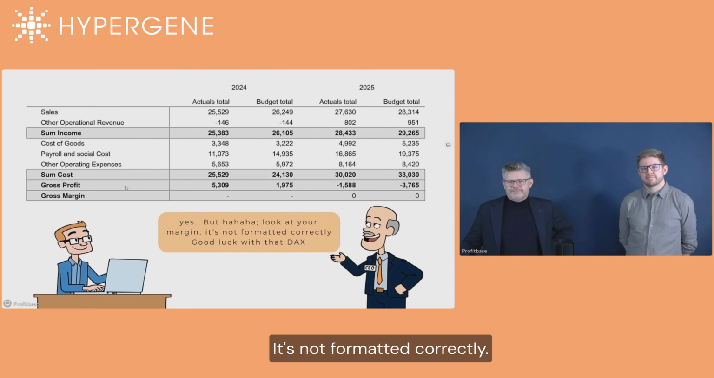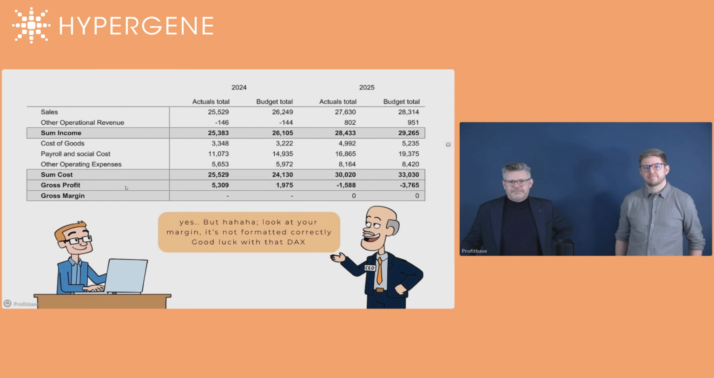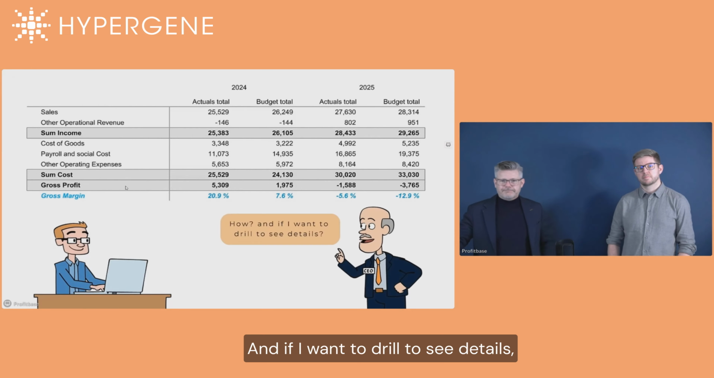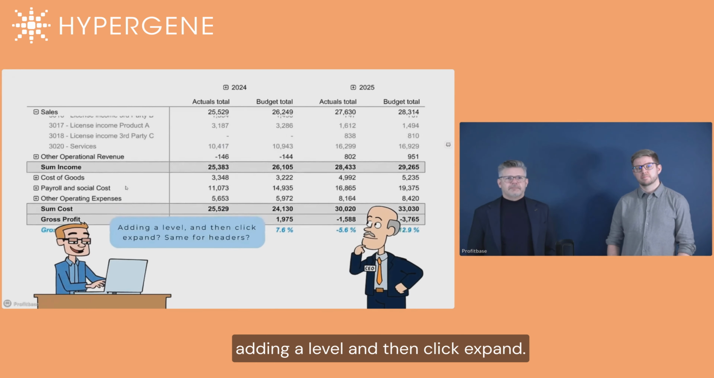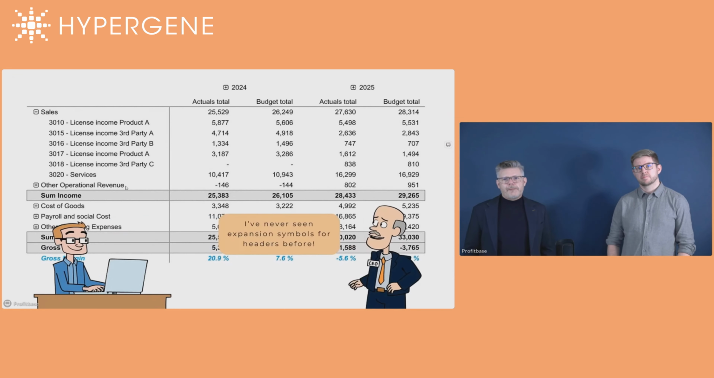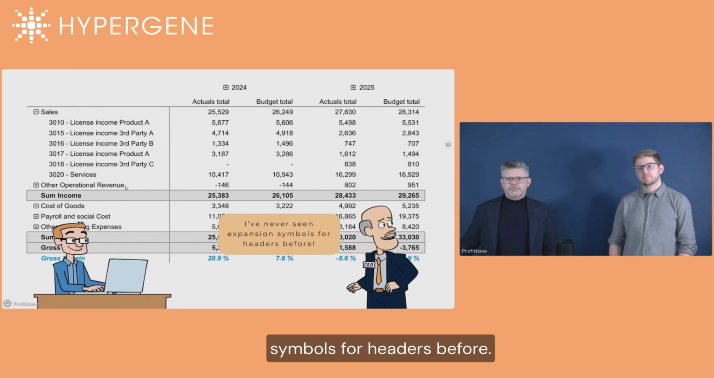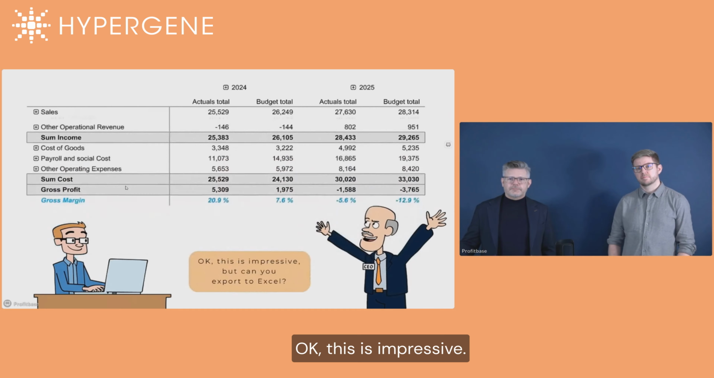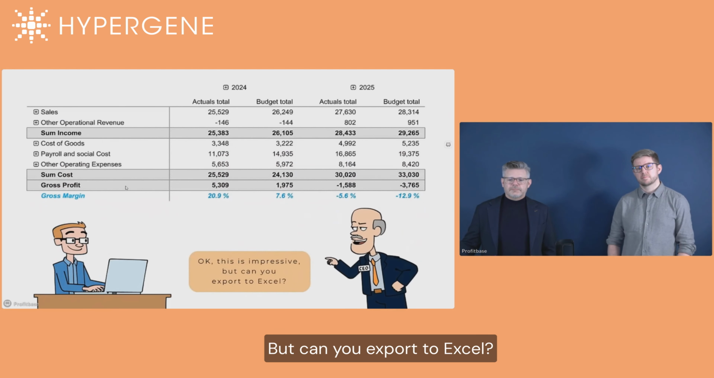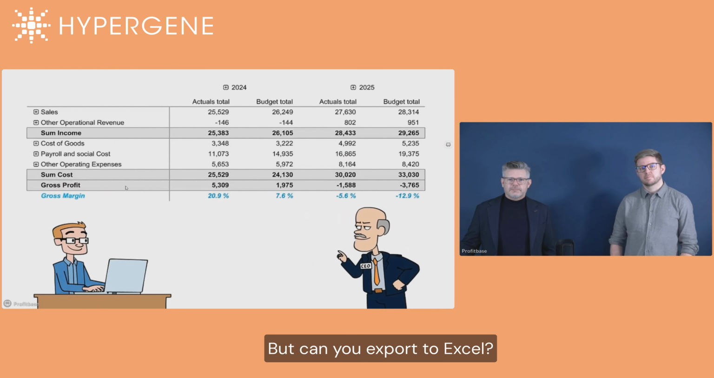It's not formatted correctly. Good luck with that, DAX. DAX? You mean this? Right. The margin should have some different styling. Like this? How? And if I want to drill to see details? Adding a level and then click expand. Same for headers? I've never seen expansion symbols for headers before. Okay, this is impressive, but can you export to Excel? Just click here.